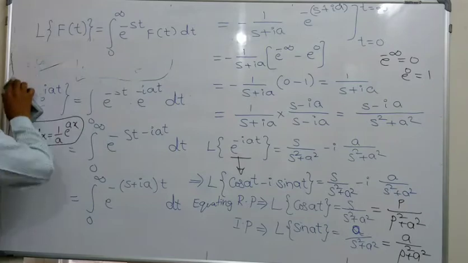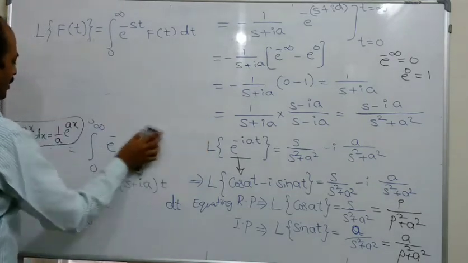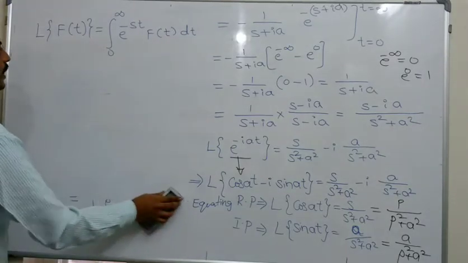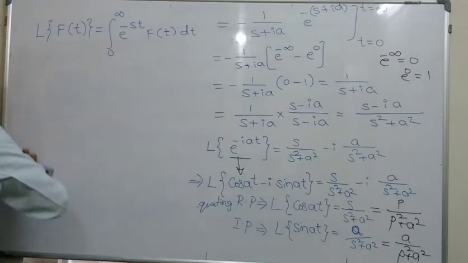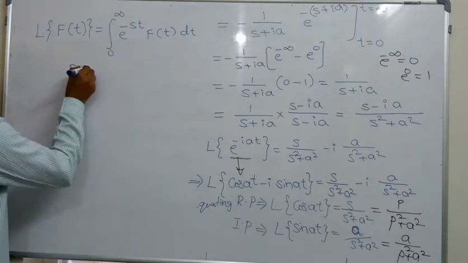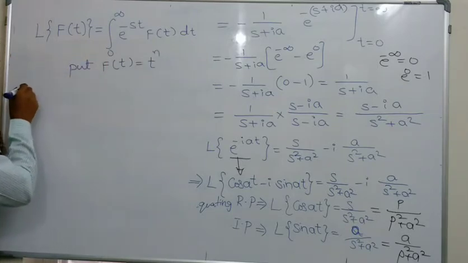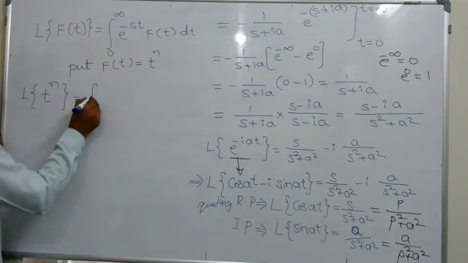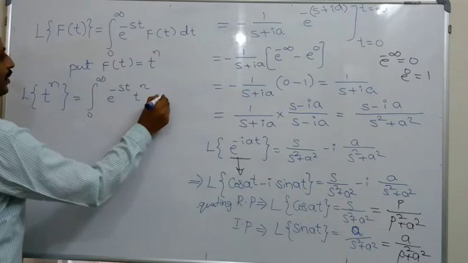Derivation part. One more standard function according to Laplace transforms. We know that by definition, L of f of t is equal to the integral from 0 to infinity of e power minus st f of t dt. Replace f of t with t power n. Then we get the Laplace transform of t power n is equal to the integral from 0 to infinity of e power minus st t power n dt.